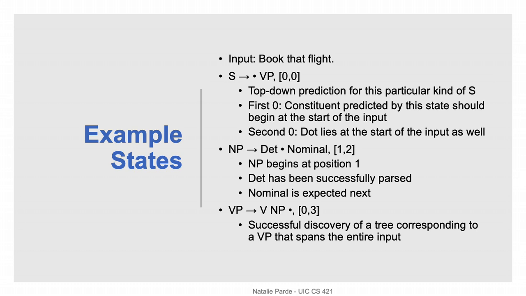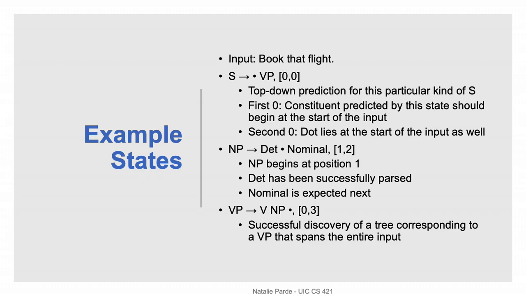In the second case, we're saying that a top-down prediction for a noun phrase is a determiner followed by a nominal. The indices, 1 and 2, indicate that the constituent predicted by this state should begin after the first word, and the dot currently lies after the second word in the input. So the next word we'll be trying to match is flight, and we'll be looking for a nominal.